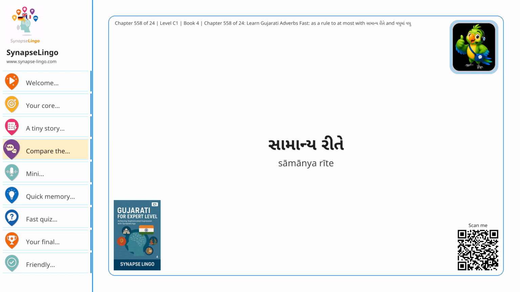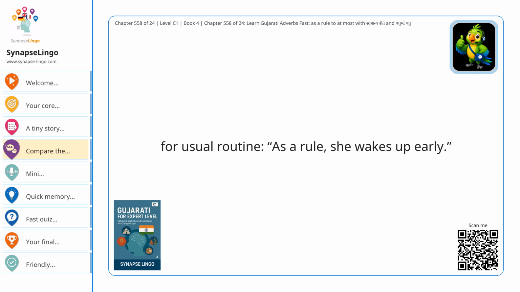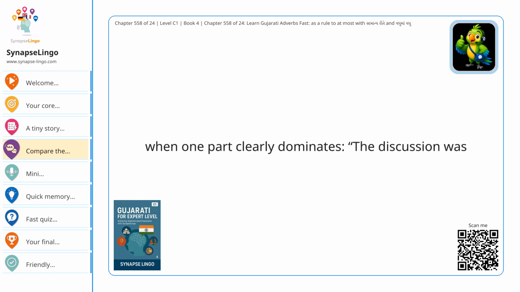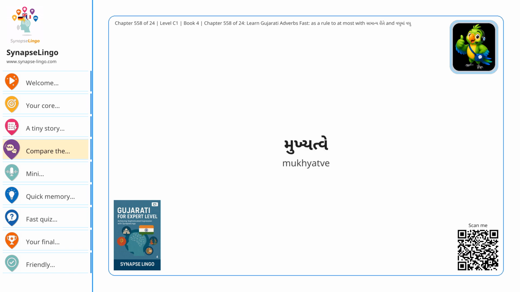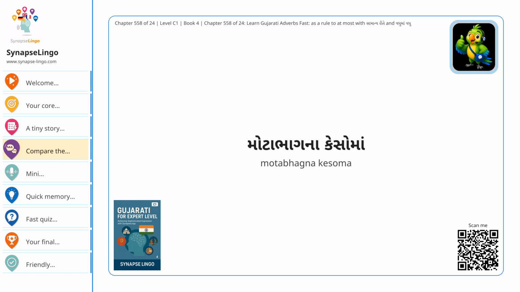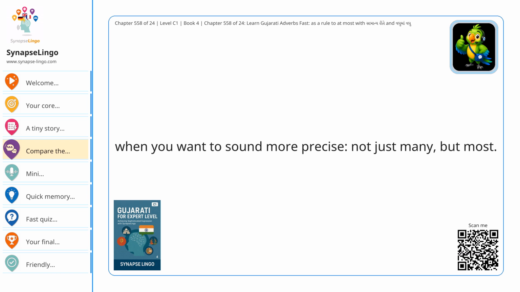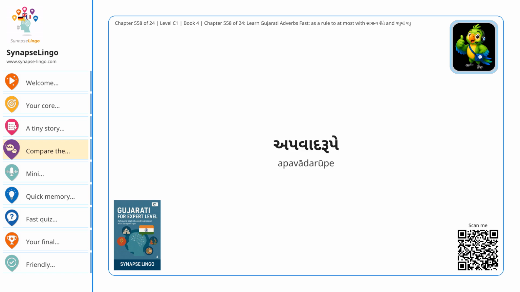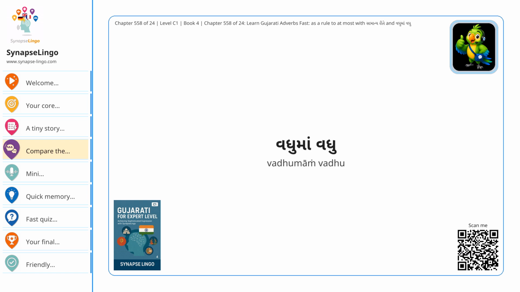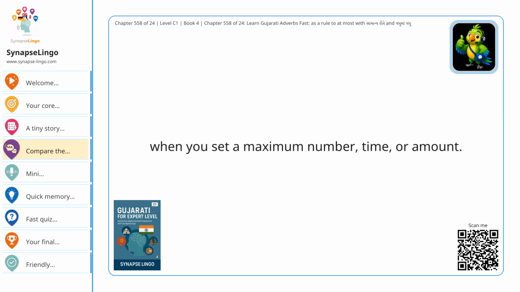Use સામાન્ય રીતે for usual routine, as a rule, she wakes up early. Use મોટા ભાગે for mostly or largely, the work is મોટા ભાગે finished. Use મુખ્યત્વે when one part clearly dominates, the discussion was મુખ્યત્વે about history. Use ઘણા કેસોમાં when something is true in many examples. Use મોટાભાગના કેસોમાં when you want to sound more precise, not just many, but most. Use અપવાદ રૂપે when something is unusual or happens as an exception. Use વધુમાં વધુ when you set a maximum number, time, or amount.